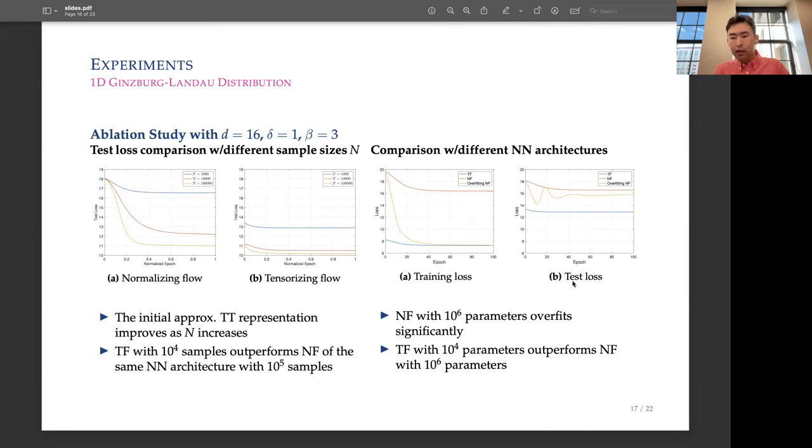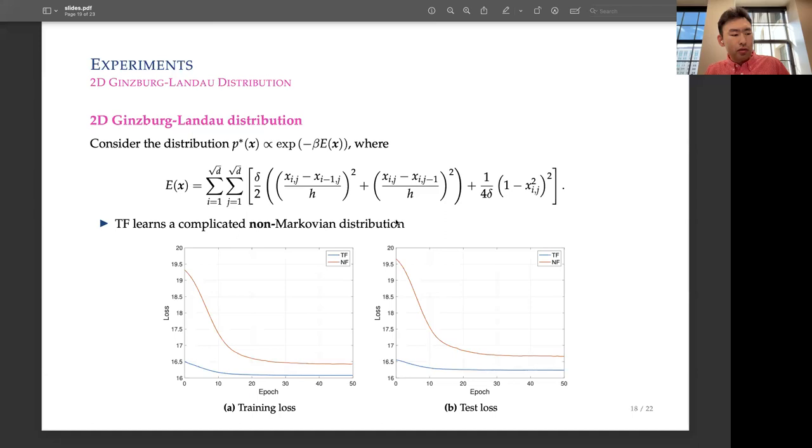And here is also a 2D Ginzburg-Landau distribution example, and this example also presents similar behaviors in the learning curve, but it shows the tensorizing flow's capability of learning a complicated non-Markovian distribution. So as you can see, this is non-Markovian. And okay, so let's proceed to discussions.